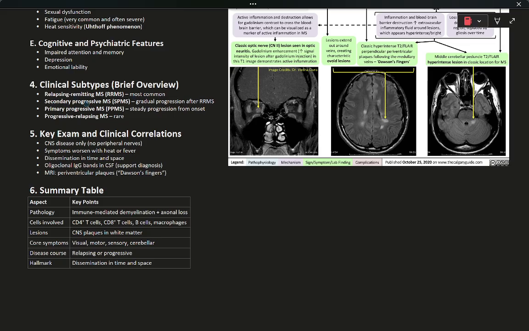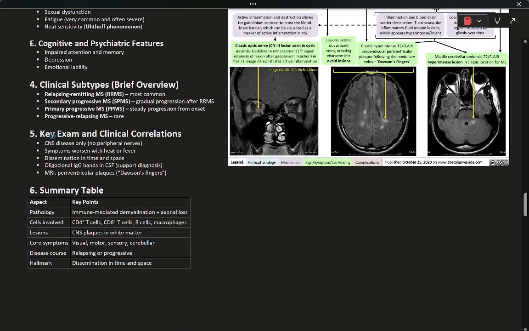We also have secondary progressive multiple sclerosis, which is involving gradual progression after the relapsing remitting multiple sclerosis. We also have primary progressive multiple sclerosis, which involves steady progression from the onset. And then we have progressive relapsing multiple sclerosis, which is rare.